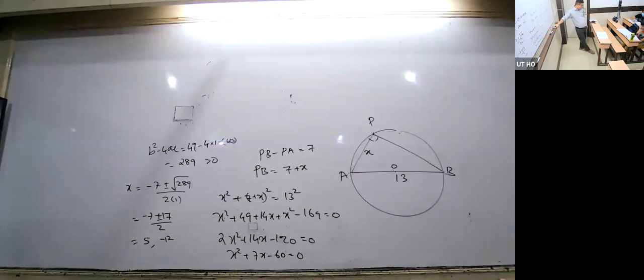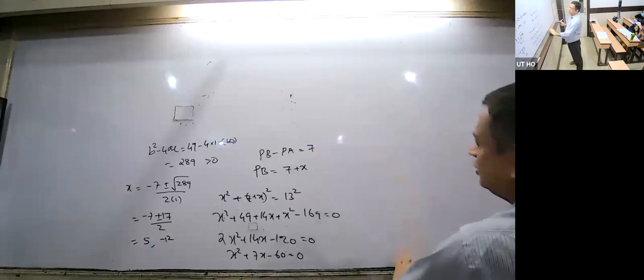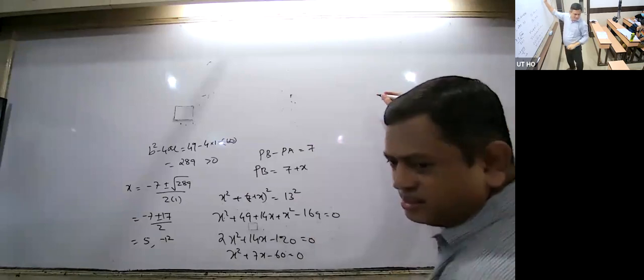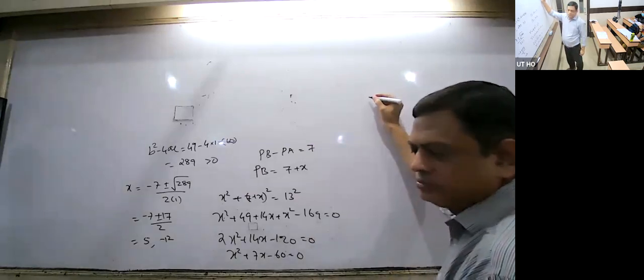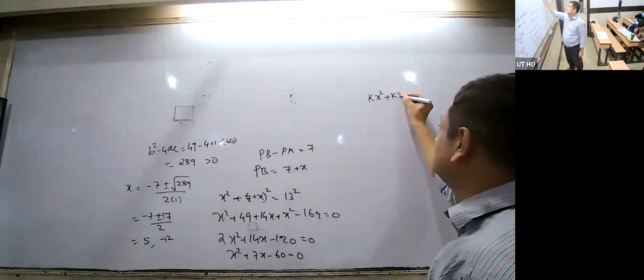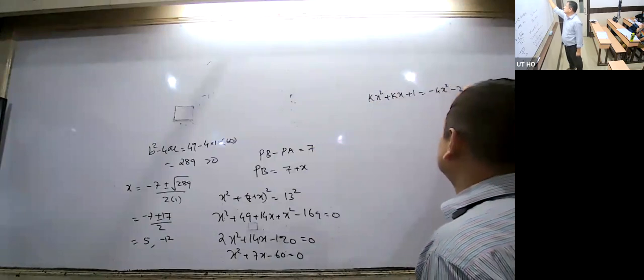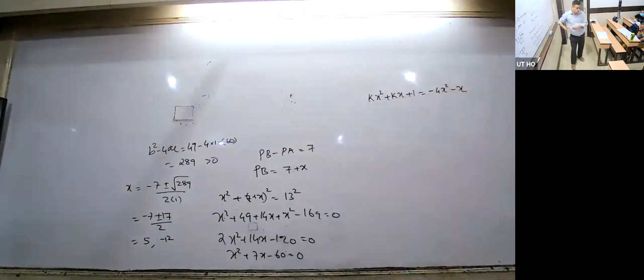Read the question. 4x square minus... equal roots, right? So what is to be done in this? Equal roots. Okay, read the equation. kx square plus kx plus 1 is equal to minus 4x square minus x. So these are equal roots. The first thing you have to see is that it is equal to 0.